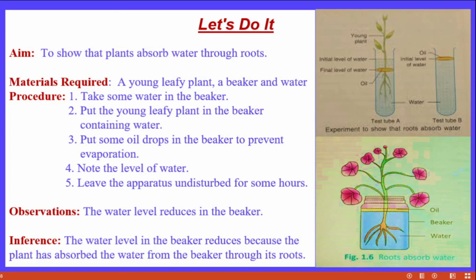Observations: the water level reduces in the beaker. Look at this image. This is the initial level of water. Now after some hours, the water level has decreased. The water level in the beaker reduces because the plant has absorbed the water from the beaker through its roots. This simple activity shows how plants absorb water.